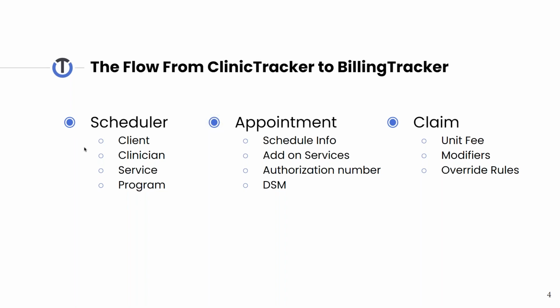Once it's in the scheduler, it's going to include information like the client name, the clinician, the service, the program. We're going to use all those to create what's called the linked appointment, and that can happen either manually or your system can do that automatically for you based on the settings in the options form. If you don't use the scheduler, perhaps your clinicians are just typing directly into this form, which is okay too. The appointment record is what's going to feed the claim that's going to be created later.